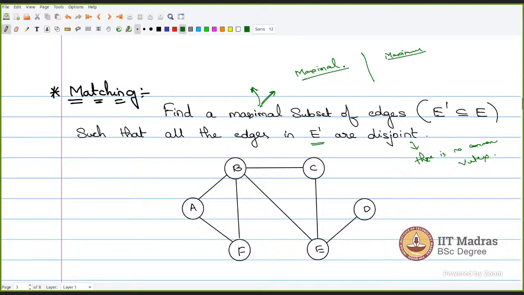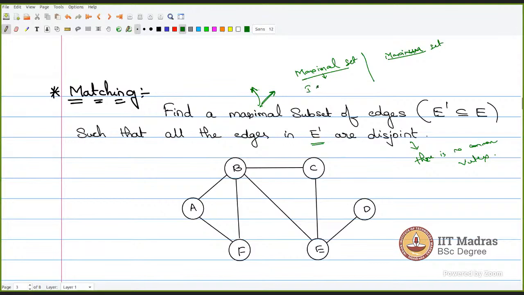So anyone of you know what is the difference? Okay, so maximal means if I add one more element to this set, then it fails the property of that set, or the condition is going to fail.